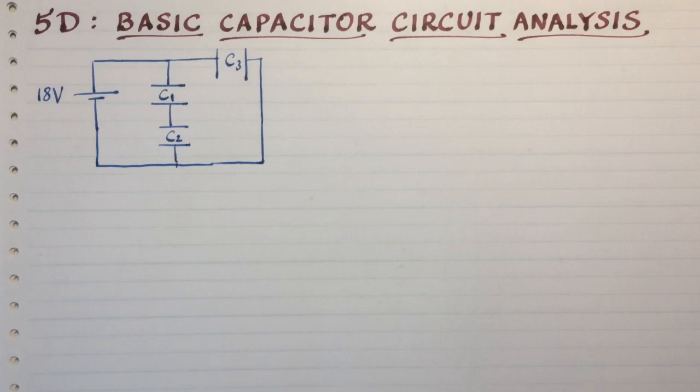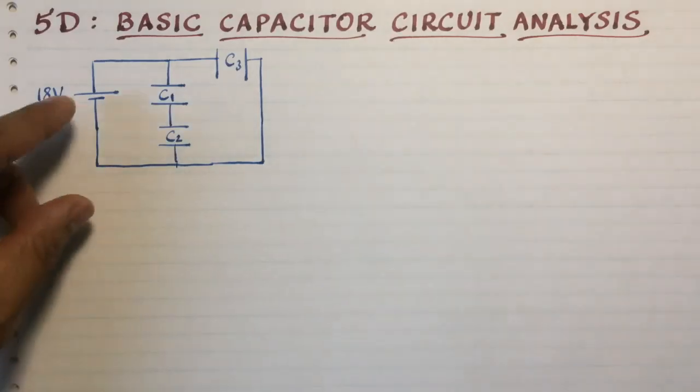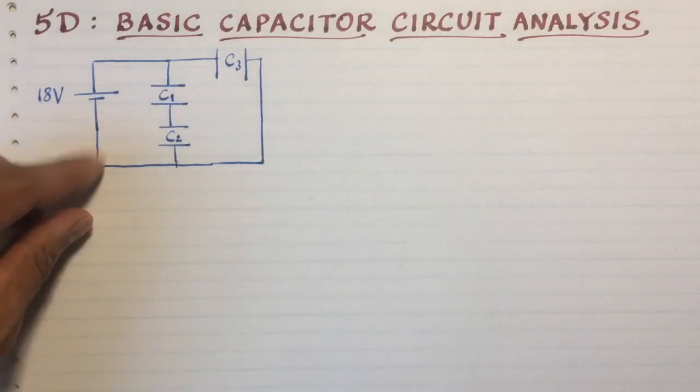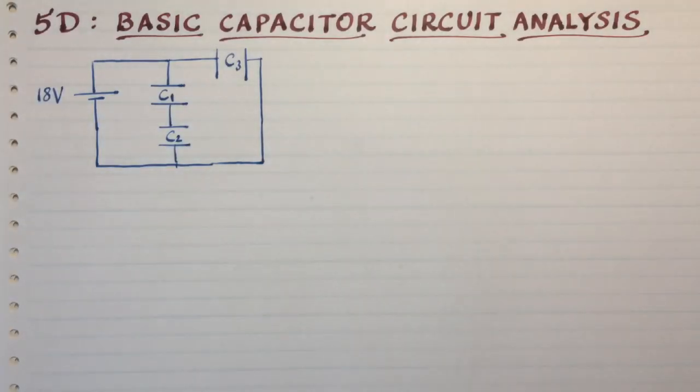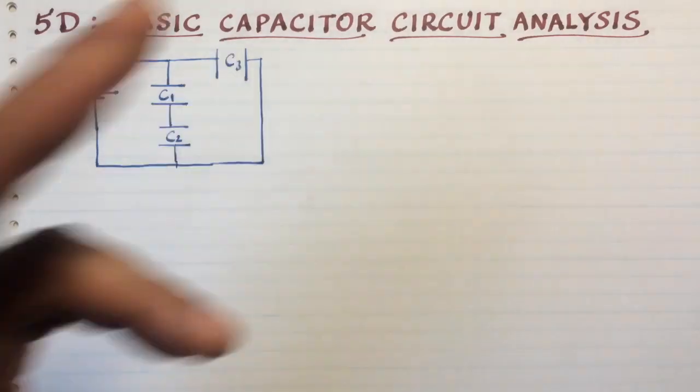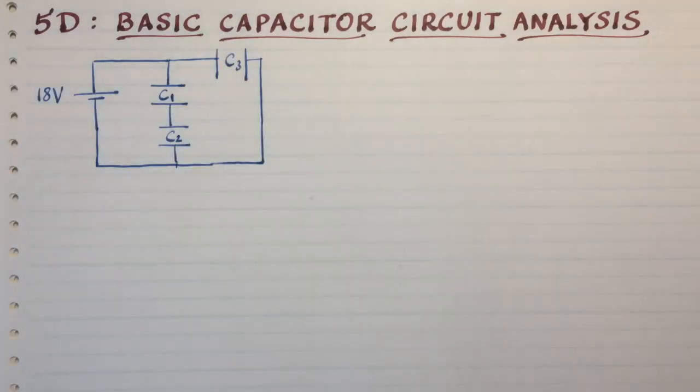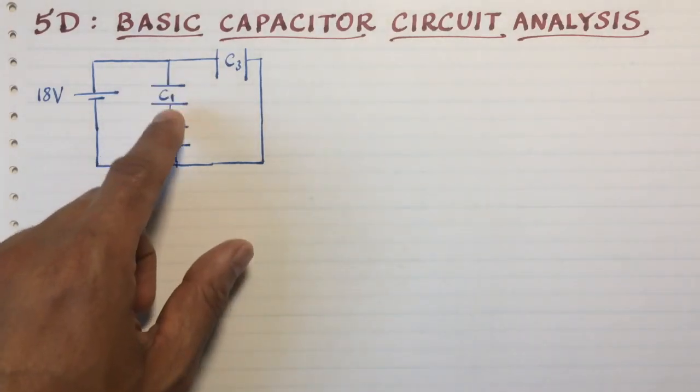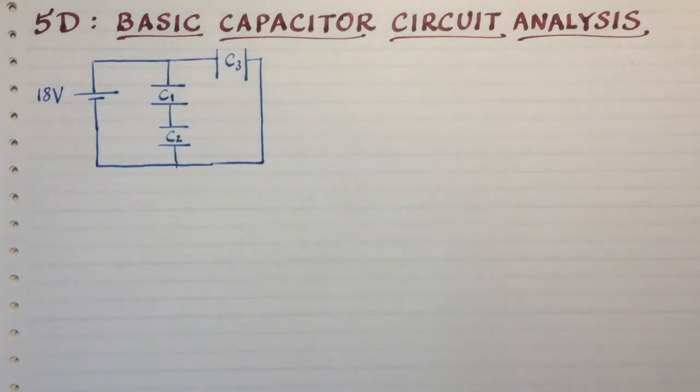Now, in practice, I would not advise you to make a circuit like this because the capacitors will immediately explode. You have to put some current limiting resistor in series with the battery, or with one of the capacitors actually, in order for them to charge in a gentle fashion. So all of these capacitors should have resistors in series with them in real life applications.